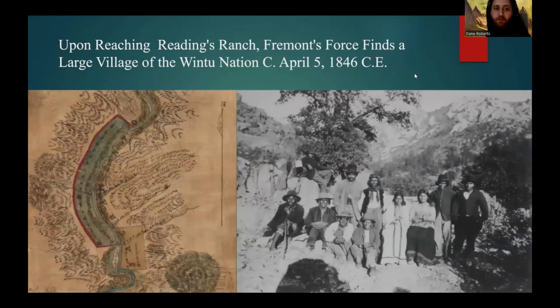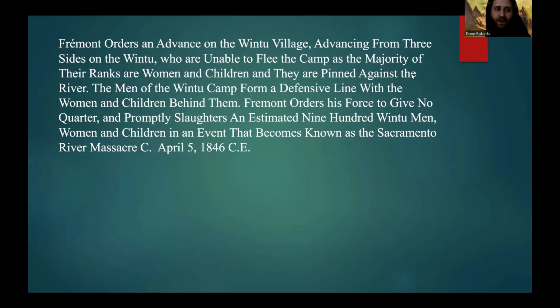Upon reaching Redding's Ranch, Fremont's force would find a large village of the Wintu Nation on April 5th, 1846 CE. Whereupon Fremont would order an advance on the Wintu village, advancing from three sides on the Wintu, who were unable to flee the camp as the majority of their ranks were women and children, and they were pinned against the river. The men of the Wintu camp would attempt to form a defensive line with the women and children behind them.